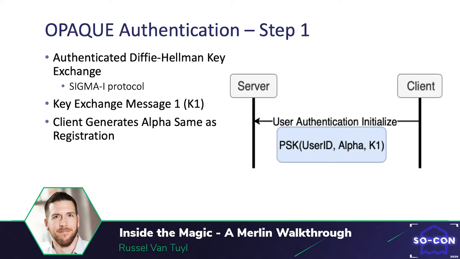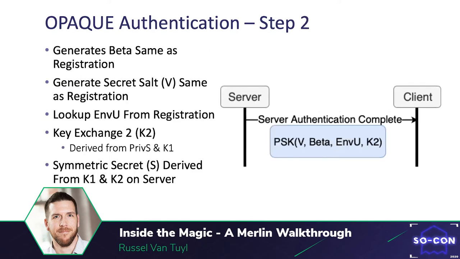What happens is the client generates an alpha just like it did during registration and sends key exchange message 1, the alpha, and the user ID back to the server. All this information is encrypted with the pre-shared key. The server receives alpha from the user and calculates beta using the same method defined in registration. The server will look up the per user oblivious pseudo random function key or secret salt and use it to generate salt 2, just like it did during registration.